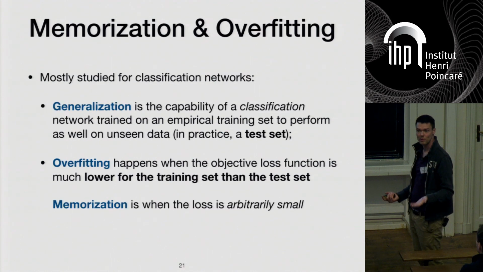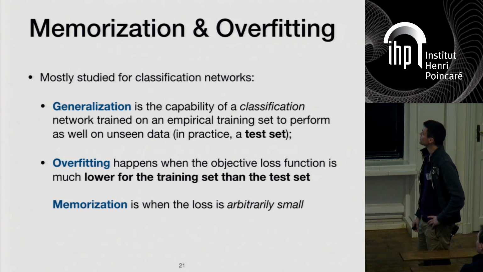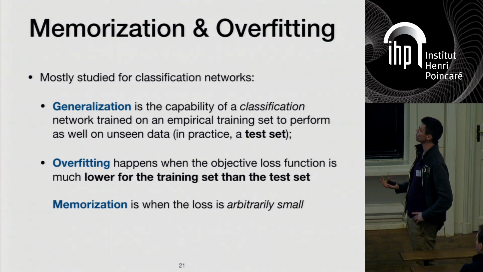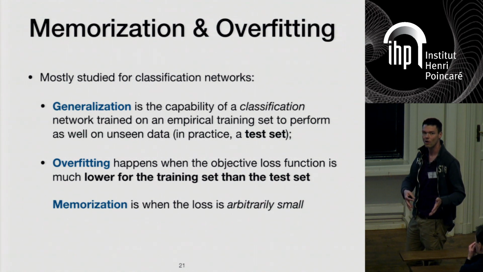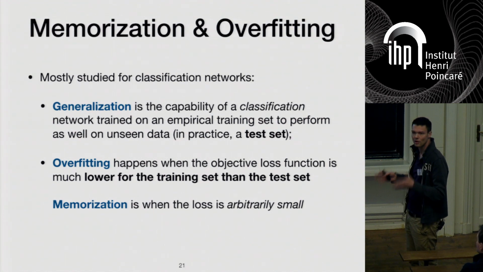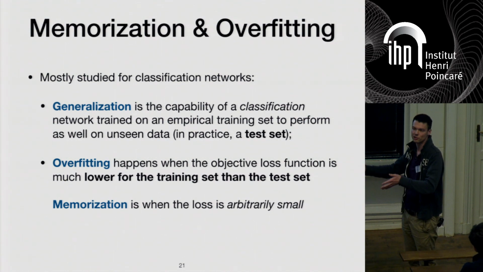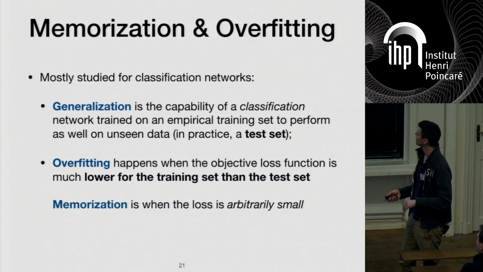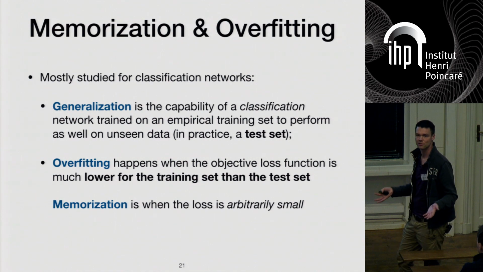Okay, so now what about memorization and overfitting? We first have to give a definition. For classification networks, it has been well studied, and it can be stated as follows. Generalization is when a network performs as well on training data as on data that it hasn't seen. So for this specific problem, we generally split the dataset into a training set and a test set, or a validation set. I will say the two are the same for me. Okay, so we compare the performance. If the performances are the same, we say the network is generalizing. And if it doesn't happen, we say it overfits.